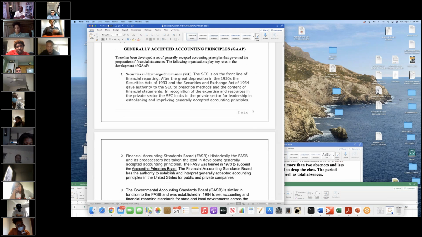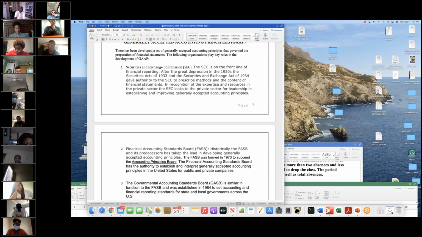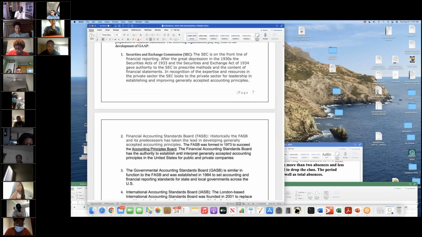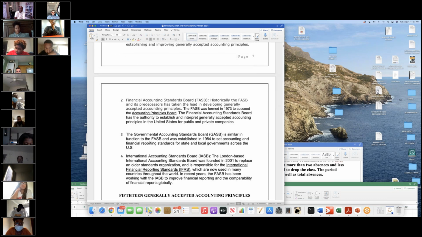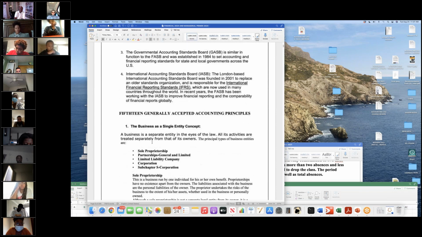There are some generally accepted accounting principles, and the Securities and Exchange Commission is mainly responsible for them, but they delegate this to the FASB, the Financial Accounting Standards Board. Then there's an International Accounting Standards Board. We will come back to this after midterm. I'm just introducing you to it now.